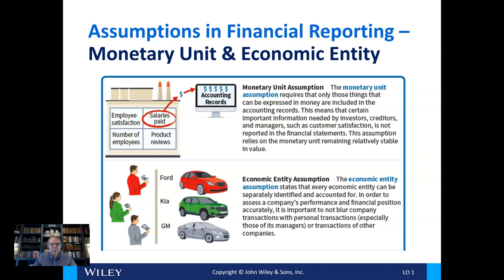Economic entity assumption states that every economic entity can be separately identified and accounted for. Public companies are separate entities. They're like a person. They can enter into contracts. They pay taxes. So you can identify them. You know, you have Ford, Kia, GM.